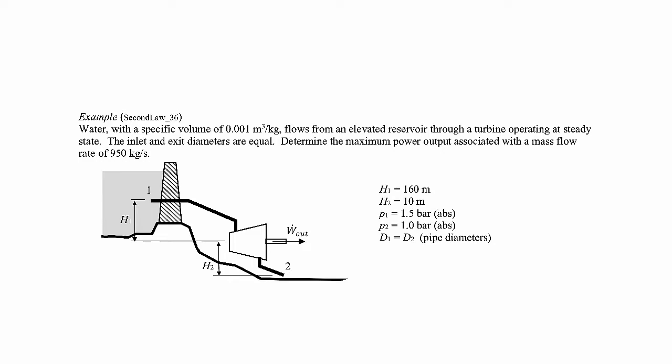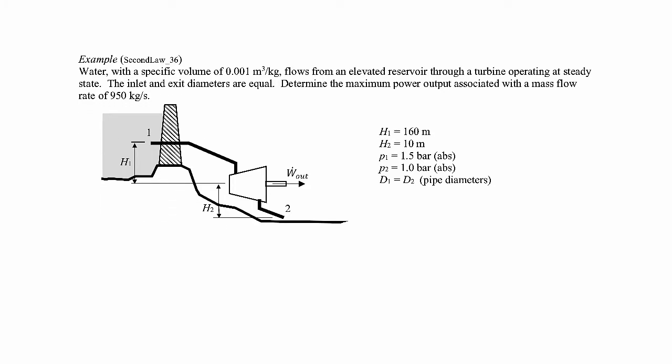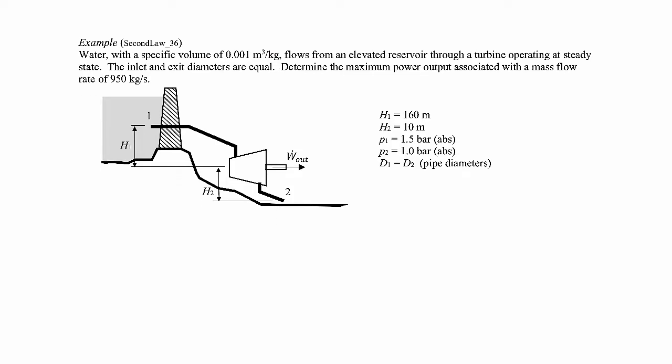In this example, we're told we have water with a given specific volume flowing from a reservoir through a turbine. It's operating at steady state. The inlet and exit diameters of the pipe are equal, and we're asked to determine the maximum power output with a given flow rate. And some information is given in the picture as well.